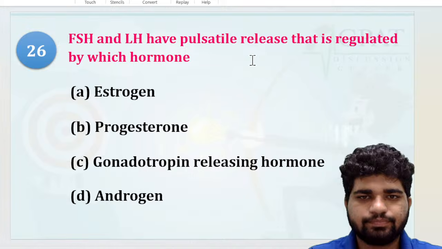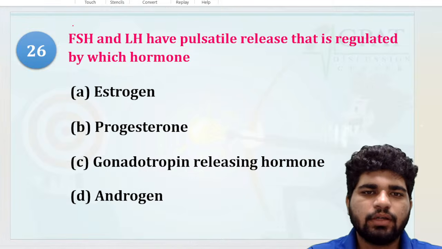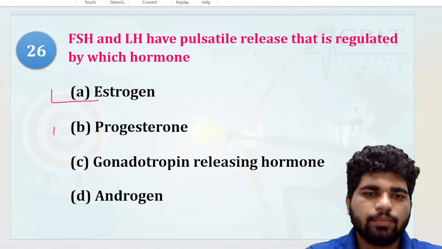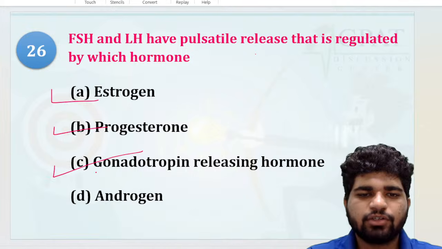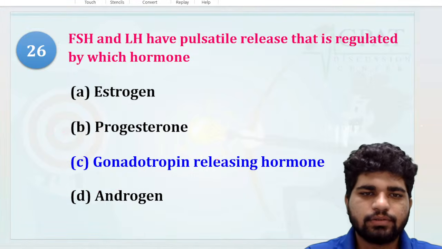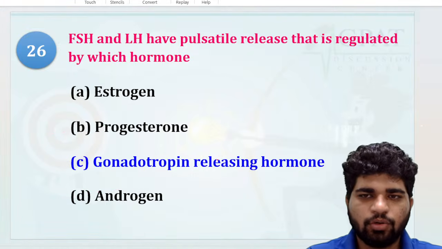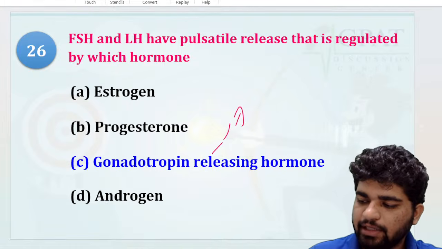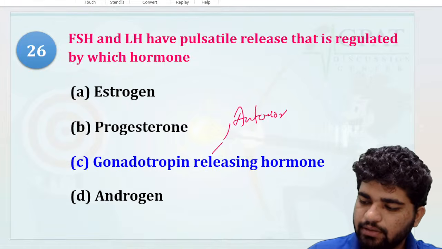Now FSH and LH have pulsatile release that is regulated by which hormone? Estrogen, progesterone, gonadotropin releasing hormone, or androgen? That's your gonadotropin releasing hormone only, that is secreted through the anterior pituitary, right?